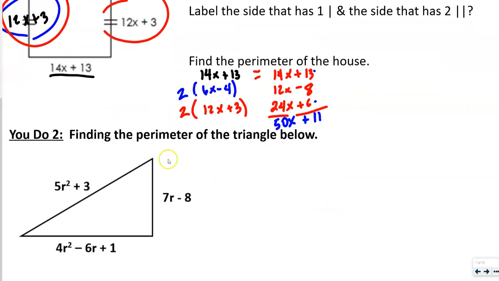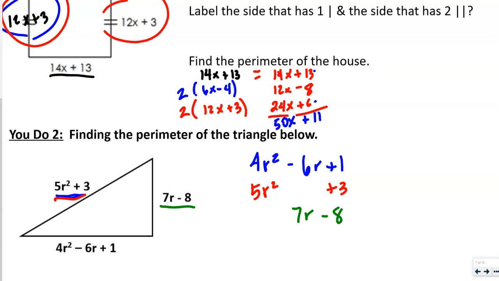All right, let's see if you guys can find the perimeter of this triangle right here by adding these 3 sides together. And again, remember, line up the things that are the same sides. Okay, so I'm going to start at the bottom. 4r squared minus 6r plus 1. Then I'm going to go to here, over here. So I'm doing 5r squared plus r plus 3. Notice I'm lining up like terms, and over here we've got our 5r squared. Then we're going to do 7r minus 8, okay?